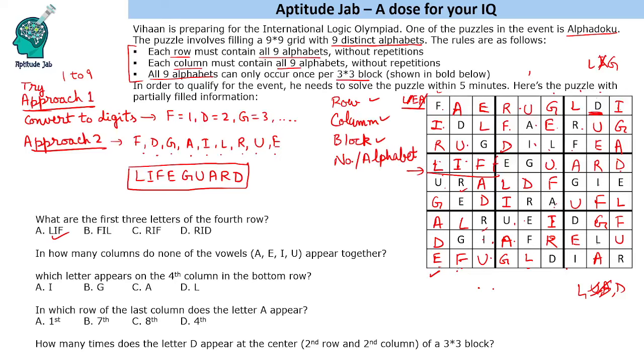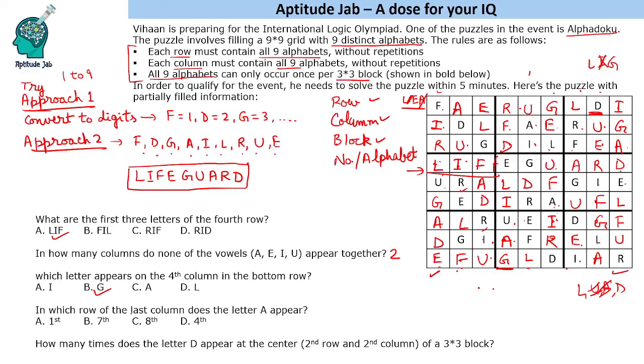E, U, A and I are together. E and I are together. Here we have U and E together. And last one, A, E, I, U. So we have two such columns where A, E, I and U do not appear together: the first column and the last column. Which letter appears on the fourth column in the bottom row? So bottom row, fourth column, we have G.